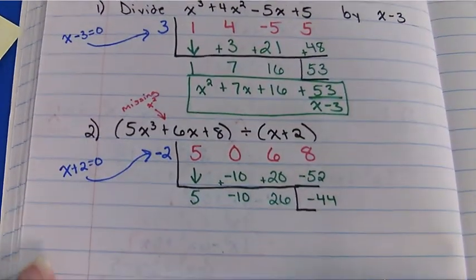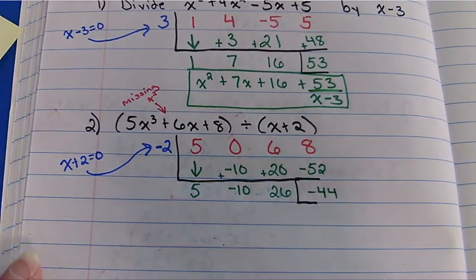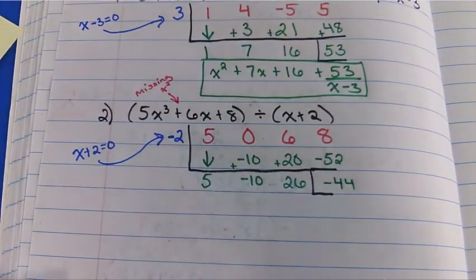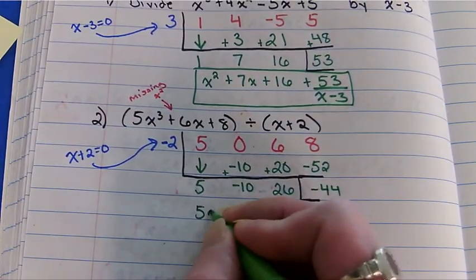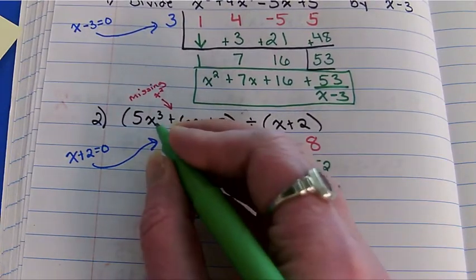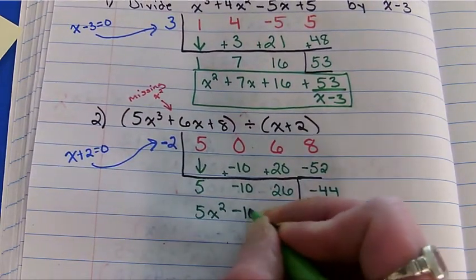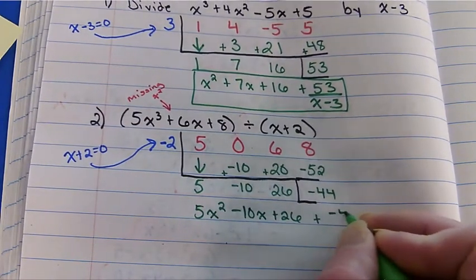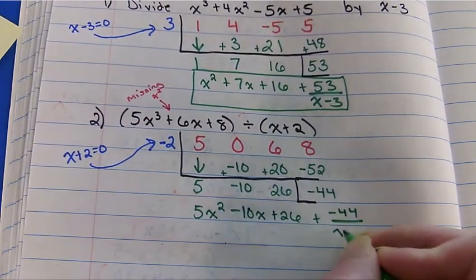Synthetic division goes really, really fast. That's the nice thing about it, is once you get the rhythm, it's really not bad. So this is 5x squared, because it's going to be 1 degree less, minus 10x plus 26. This is my remainder over what I divided by.